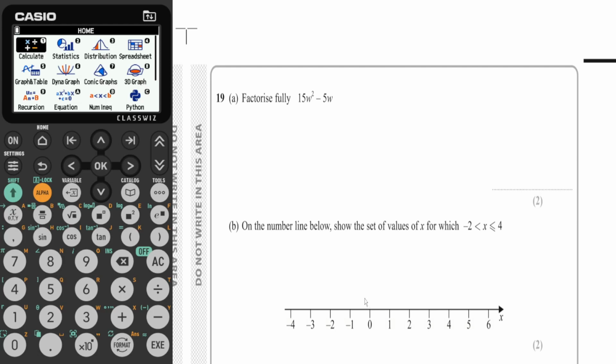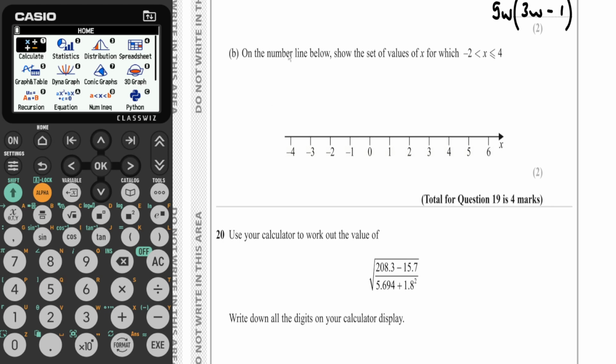Question number 19. Part A, we have to factorize fully 15w squared subtract 5w. The highest common factor of 15 and 5 is obviously 5, and then we've got w squared and w, the highest common factor there is w. So we have 5w on the outside, and then inside the bracket we'd have 3w, because 5w times 3w gives 15w squared, and then here we'd have minus 1, because minus 1 times 5w gives negative 5w.